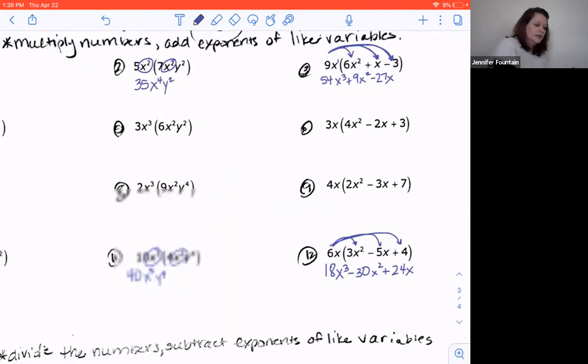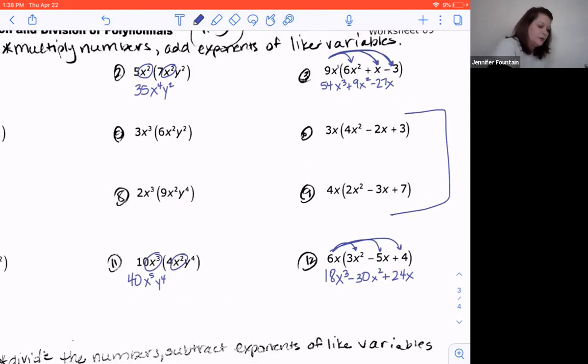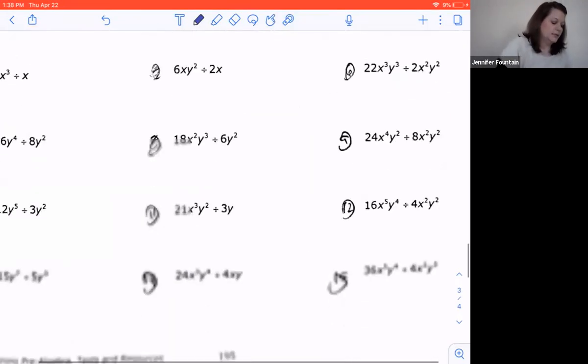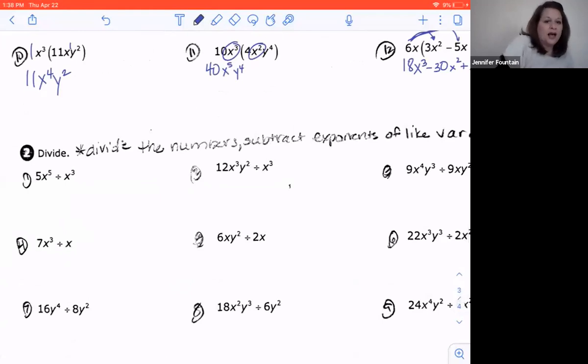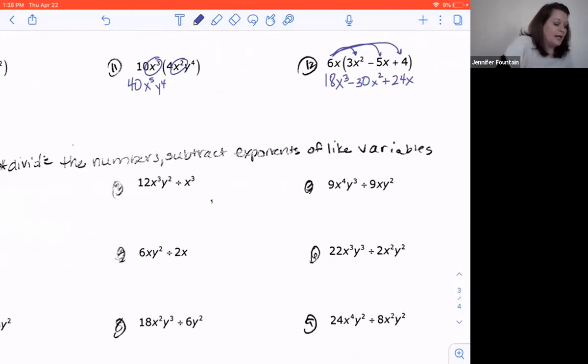All right. So the middle section will be your homework. Look at the ones we've done for examples to help you know what to do if you get stuck. All right, the next section was dividing. And I made a note at the top that says divide the numbers, subtract the exponents of like variables. So when we multiply, we add the exponents. When I divide, I subtract.